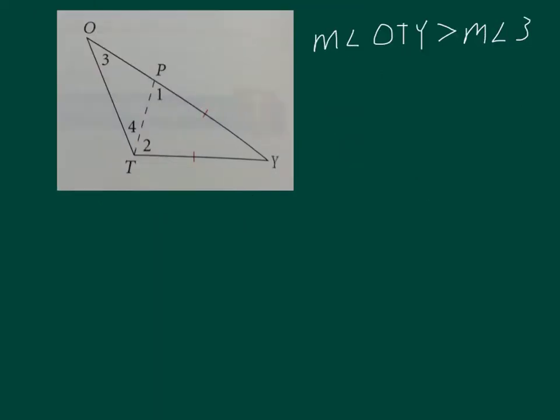Quick check number 1 asks us why the measure of angle OTY is greater than the measure of angle 3. Please pause the video while you try to figure this out. Well, just a minute ago, we said the measure of angle 2 is greater than the measure of angle 3. So, obviously, the measure of angle OTY has to be greater than the measure of angle 3, because the measure of angle OTY is 2 plus 4.